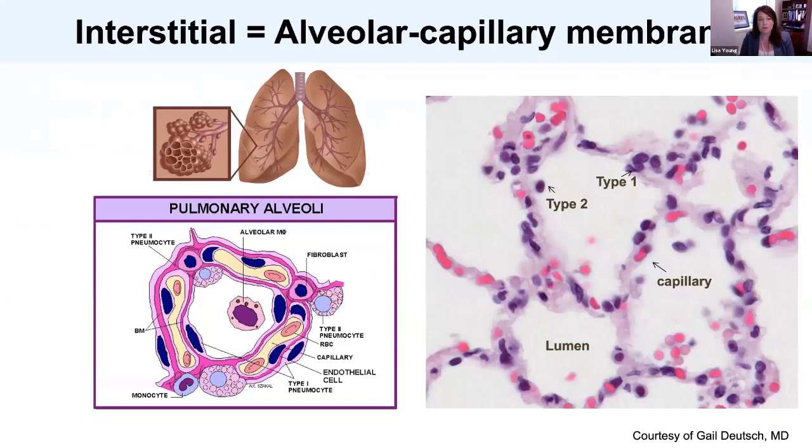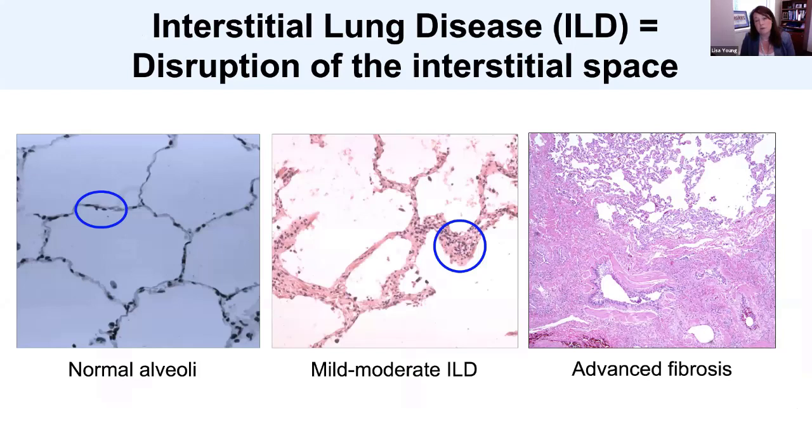So just to orient everyone, the interstitial space is really the space in the lung between the alveolar capillary membrane, as is depicted here. So it should be a virtual or very small space. But in interstitial lung disease, we use this term whenever there's any disruption of this space between alveoli. So it could be, as shown here, with an inflammatory cell infiltrate, and then pulmonary fibrosis is really just an advanced form of more diffuse lung disease.